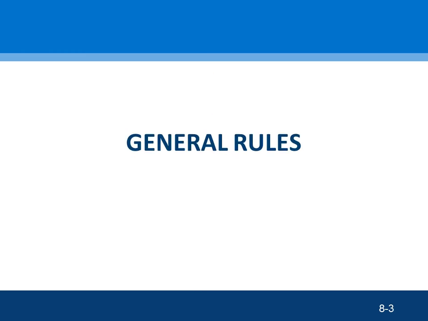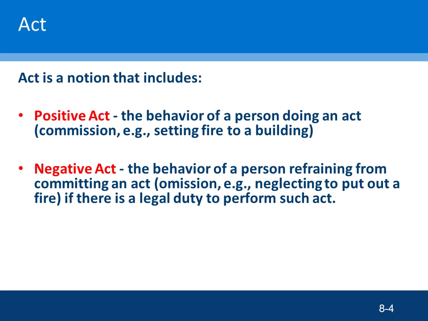We have to start from the general rules. As I mentioned before, the first point is act. There must be an action. This act can be positive or negative. Positive means doing something. I hit your car. This is a positive act. Commission. I have done something against you. The behavior of a person doing an act. Or, to take another example, I hit you, you go to the hospital. There is a positive act. I am doing something against you.